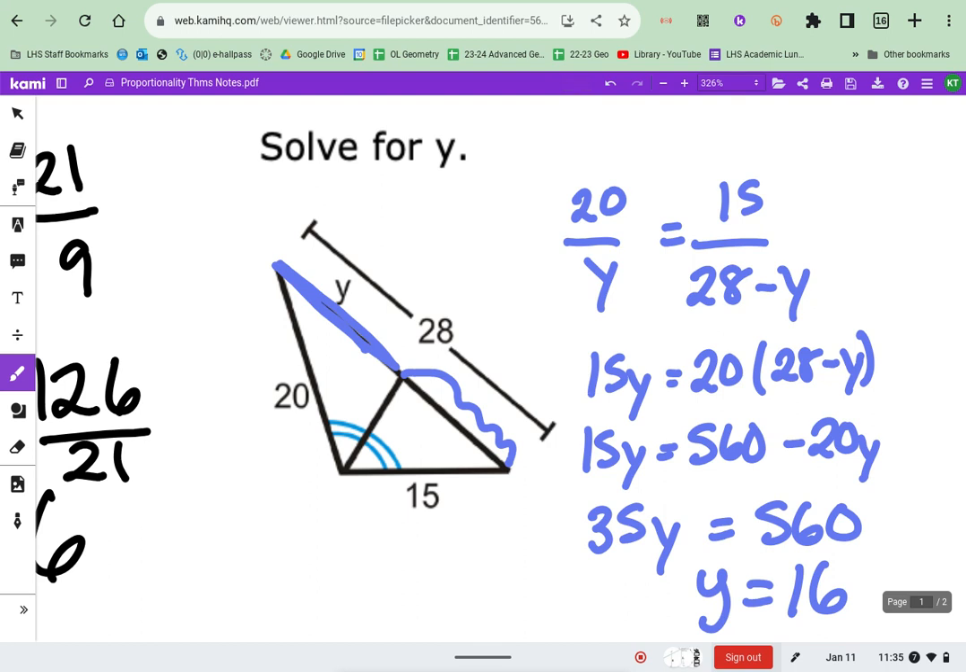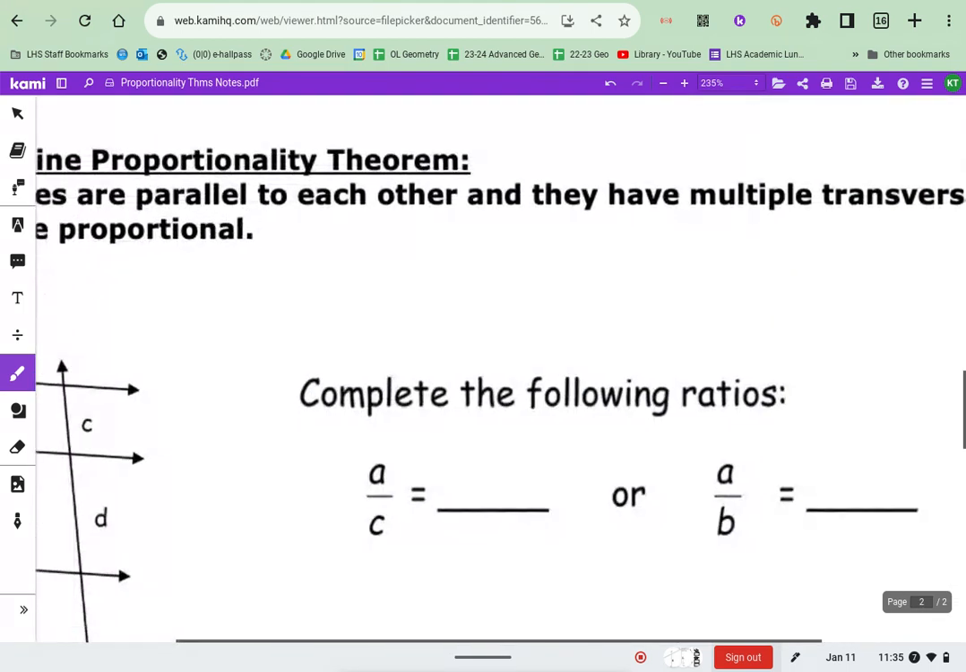All right, questions so far? Okay, you guys okay to go to the back side? I think we got 2 more theorems on the back.